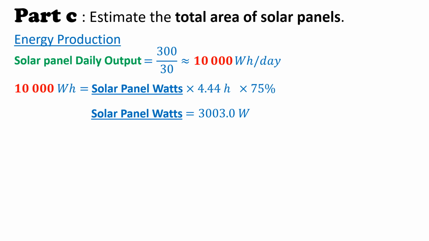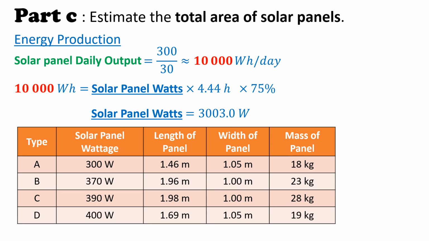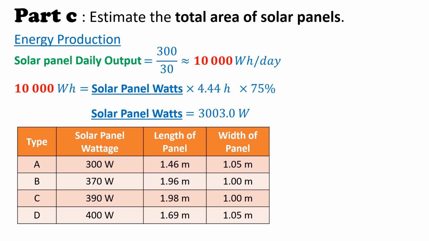So the wattage of the solar panels would be 10,000 watt hours divided by 4.44 divided by 75%, which comes out to 3,003 watts. Next, we can look at the table of specification. So looking at the 4 types of solar panels, actually, why do we need the mass of solar panels? I don't think that's quite necessary because we don't exactly know the load capacity of his roof. So let's just delete away this column and focus on the important stuff.